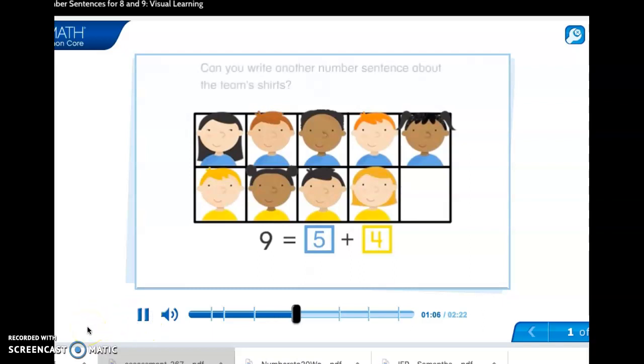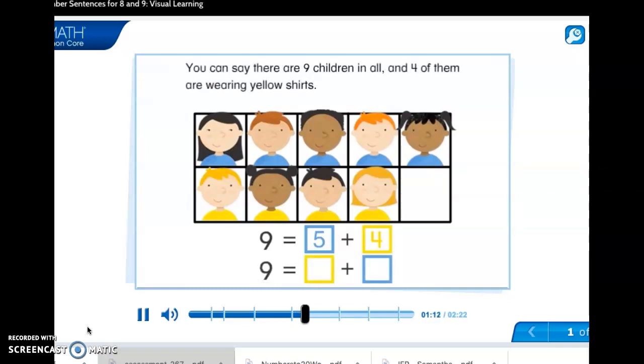Can you write another number sentence about the team's shirts? You can say there are 9 children in all, and 4 of them are wearing yellow shirts. 5 of them are wearing blue shirts. 9 equals 4 plus 5. The numbers in the sentence are in a different order, depending on who gets counted first.